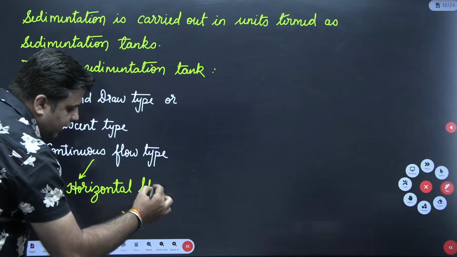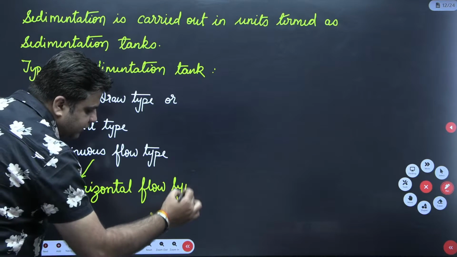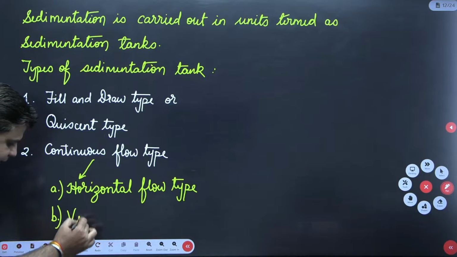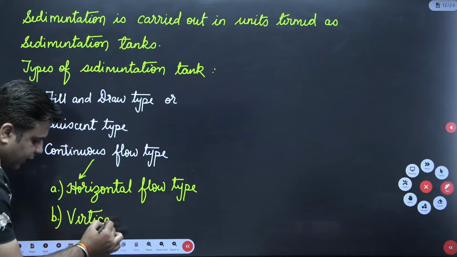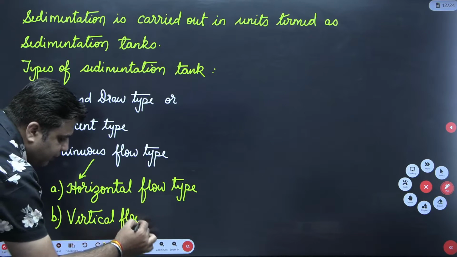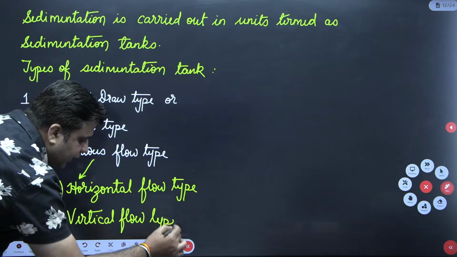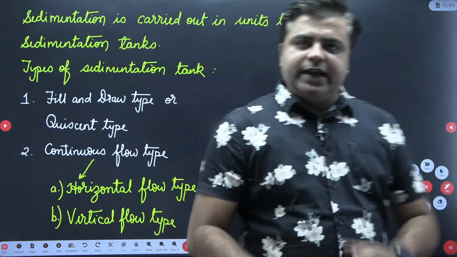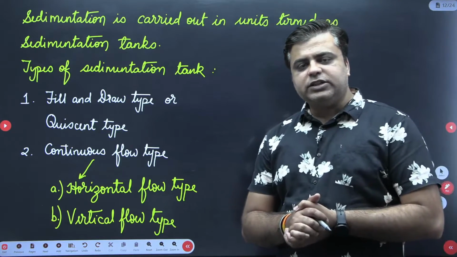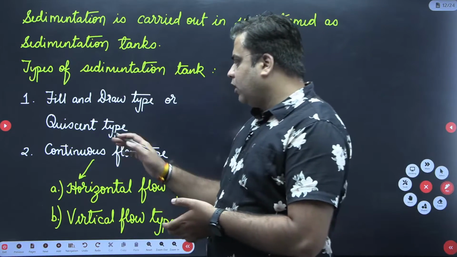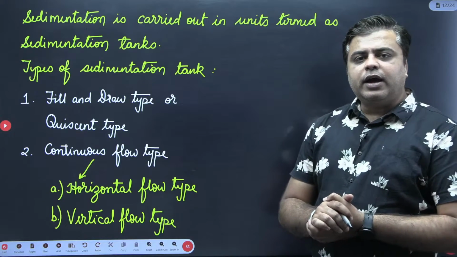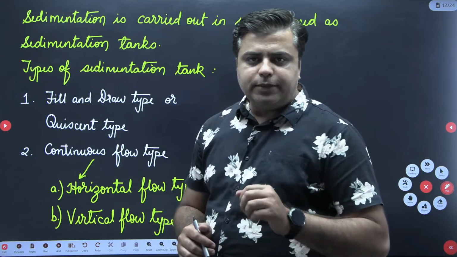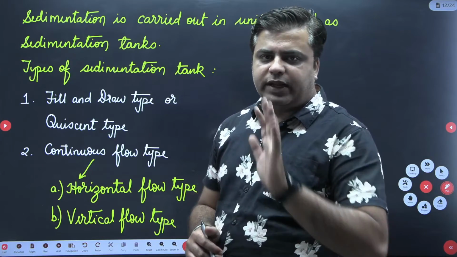And if the flow is taking place in the vertical direction, it is known as vertical flow type sedimentation tank. So sedimentation tanks are of two types, fill and draw type sedimentation tank or quiescent type, or continuous type sedimentation tank. Again, depending on the direction of flow, these tanks are further of two types, horizontal flow type tank and the vertical flow type tank.